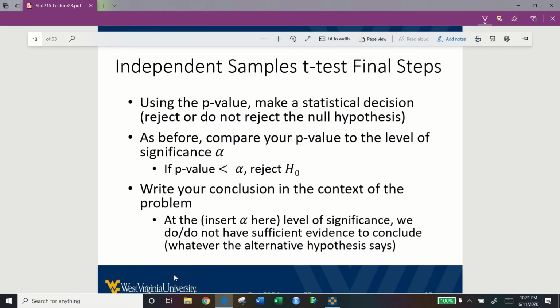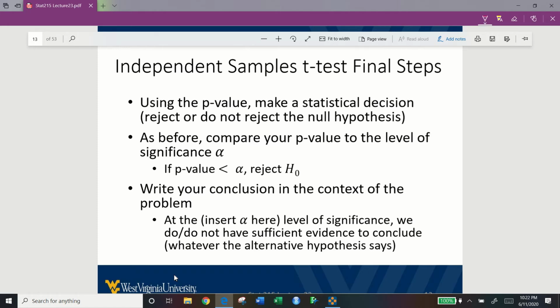As we have previously, we will use our p-value to make a statistical decision, meaning we will either reject or not reject the null hypothesis. As with all hypothesis testing, we compare our p-value to the level of significance alpha. If our p-value is less than or equal to alpha, we will reject our null hypothesis. If our p-value is greater than alpha, we fail to reject the null hypothesis.